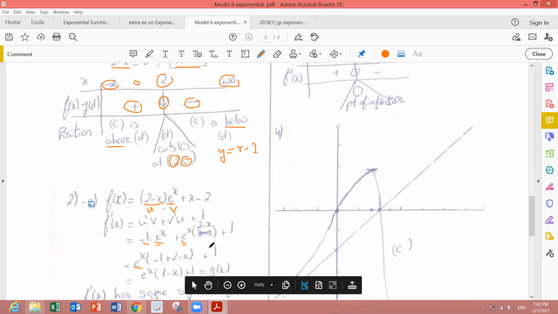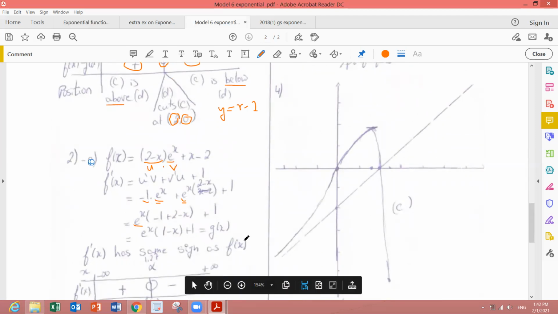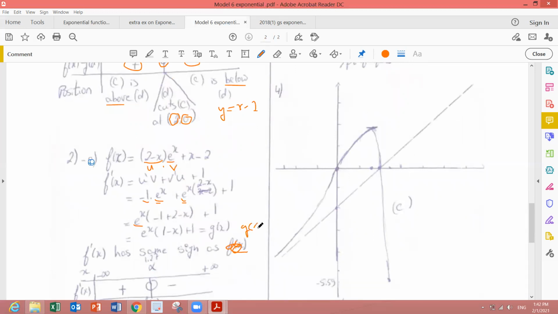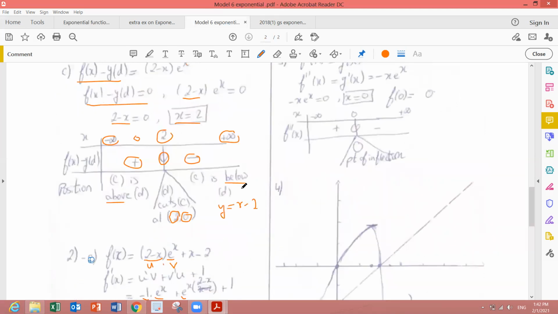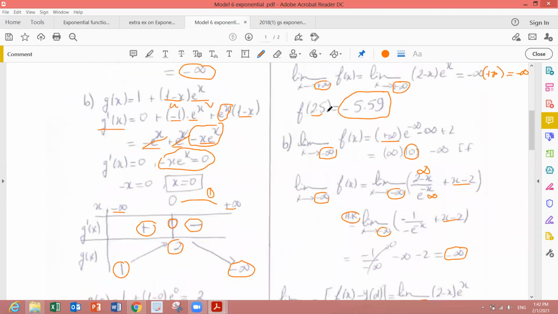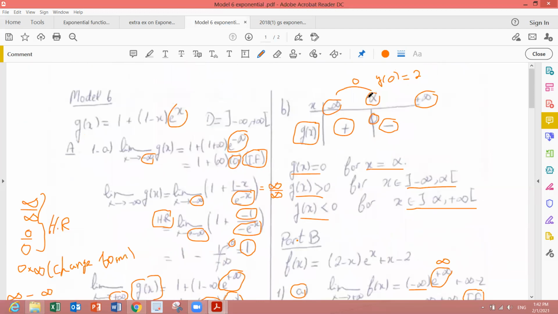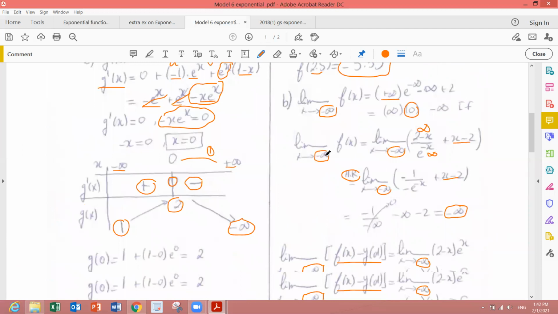What was the sign of f prime? f prime x has the same sign not as fx, but as gx. Let me fix that. So f prime x has the same sign as gx. What was the sign of g? Remember the sign of g; we made a table with alpha. Before alpha it is positive.